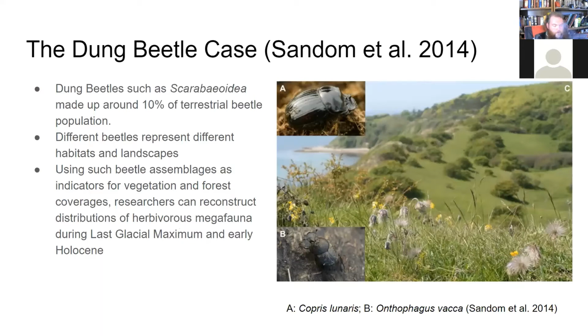They make up around 10% of the terrestrial beetle population, and different beetles represent different habitats and landscapes, as I talked about before. So using those beetle assemblages as indicators can be used for forest coverage or vegetation composition reconstruction, and it's also useful for people to reconstruct the distribution of herbivores and megafauna during the last glacial maximum and early Holocene.